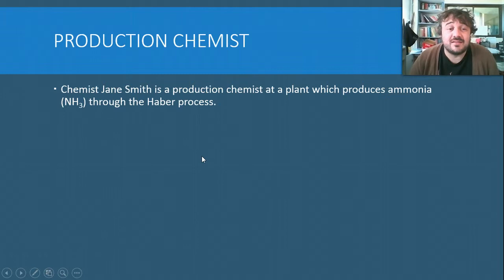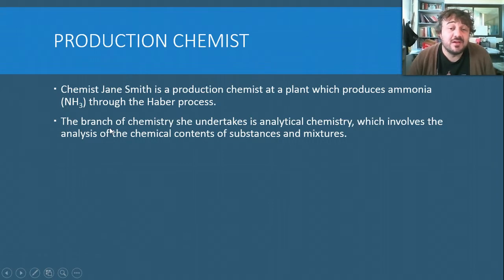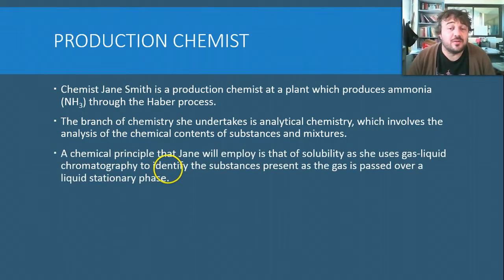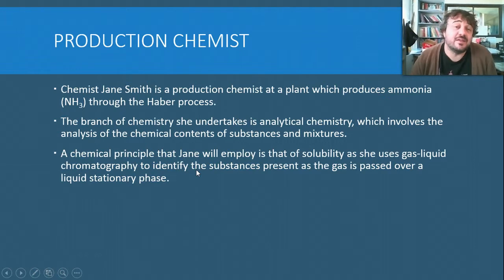So we've got one in particular, Jane Smith. In other words, we've made her up. She is a production chemist at a plant producing ammonia, which is just here, through the Haber process. The branch of chemistry she undertakes is analytical chemistry. Okay, so her job is she's going to work out what's in the final result and also what's happening at different points in the process. So she wants to use solubility, so she's going to employ the principle of solubility. We're directly addressing a dot point here, because she's going to use gas liquid chromatography to identify the substances present as the gas is passed over a liquid stationary phase.